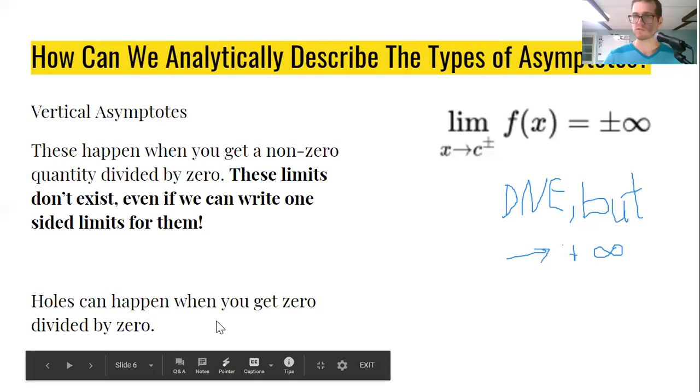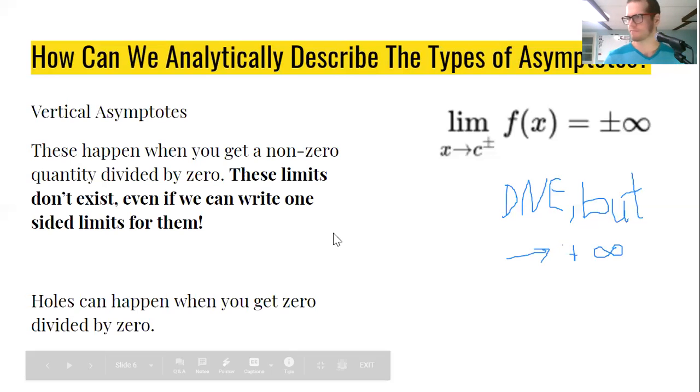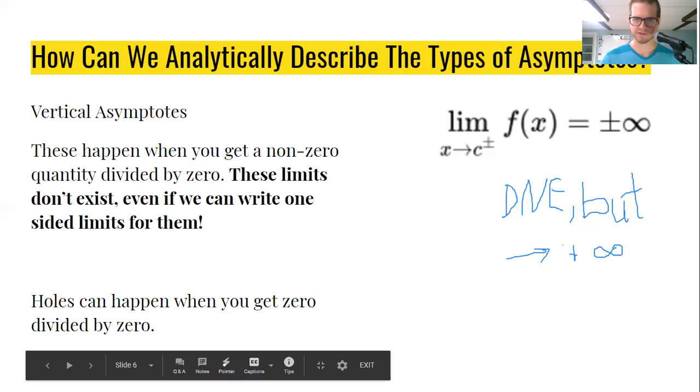But holes generally happen when you get 0 divided by 0. Again, you still need to look and check some other things, because we see that absolute value of x over x is the exception here. We always have to remember that. All right, let's clear that annotation. Clear my drawings.